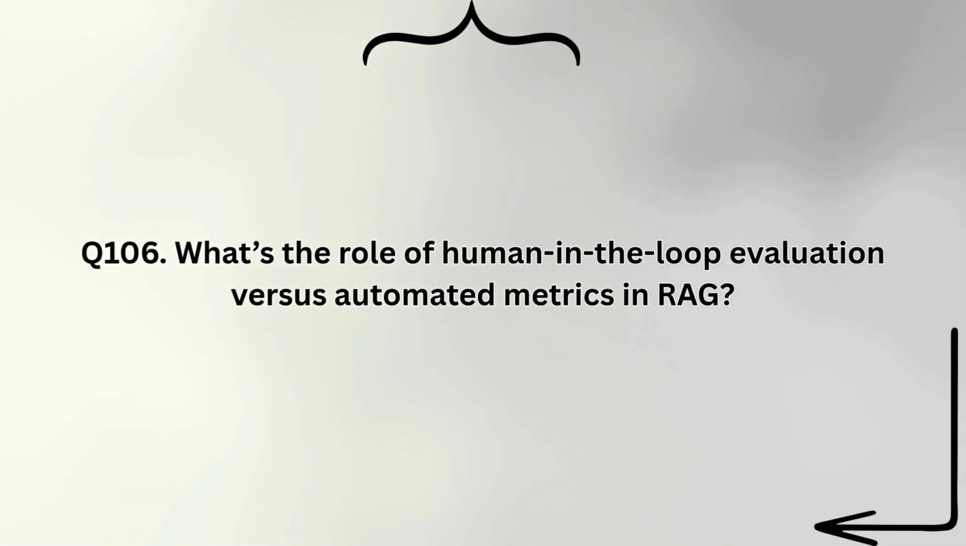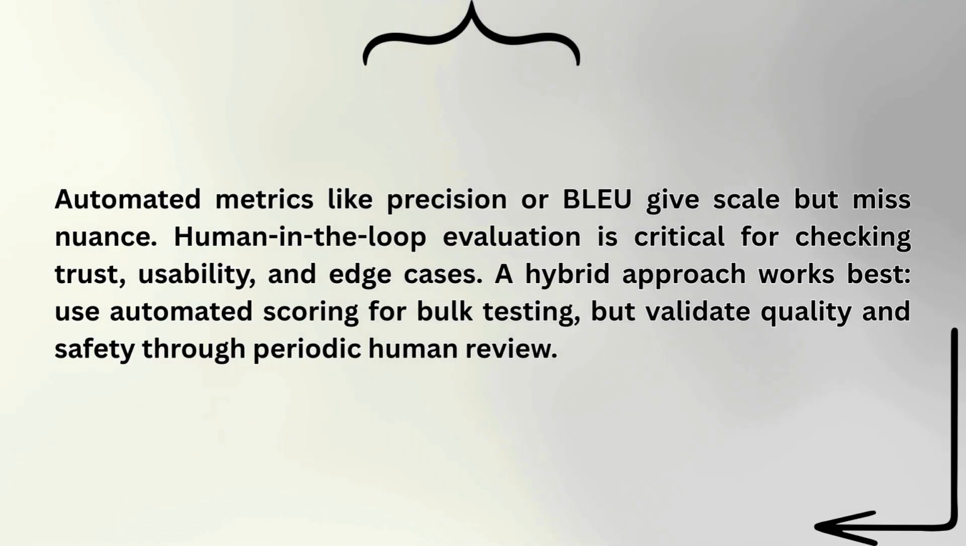What's the role of human-in-the-loop evaluation versus automated metrics in RAG? Automated metrics like precision or BLEU give scale but miss nuance. Human-in-the-loop evaluation is critical for checking trust, usability, and edge cases. A hybrid approach works best. Use automated scoring for bulk testing, but validate quality and safety through periodic human review.